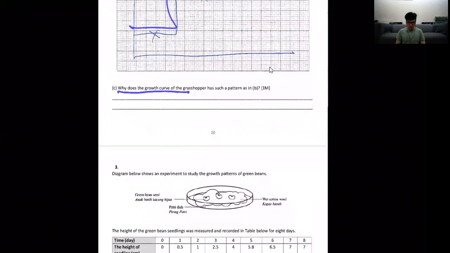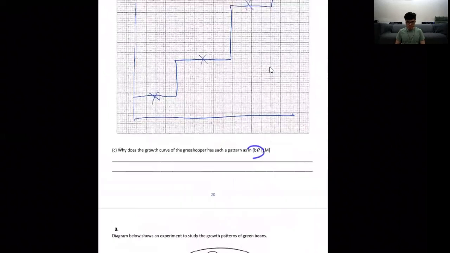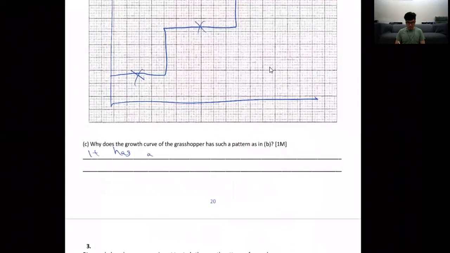So why does the growth curve of grasshopper have such a pattern in B? Because it has a hard exoskeleton that does not expand. Ia mempunyai rangka luar yang tidak berkembang. It has a hard exoskeleton that doesn't expand. So that's why they need to break the exoskeleton before growing.